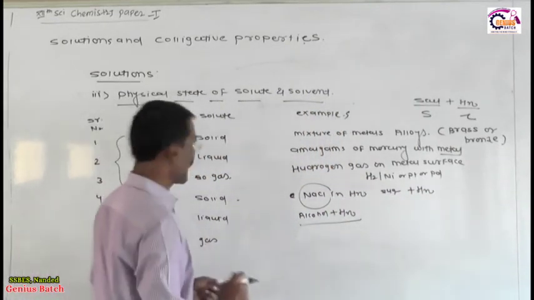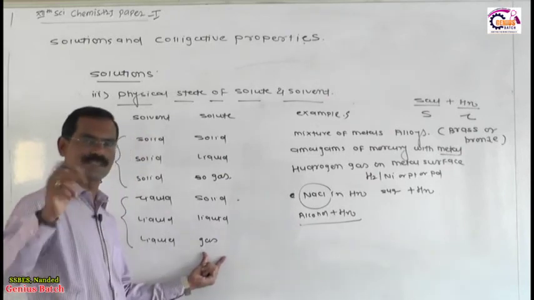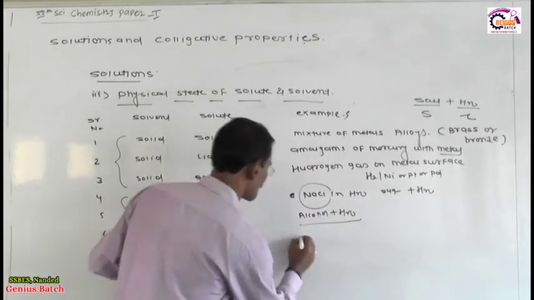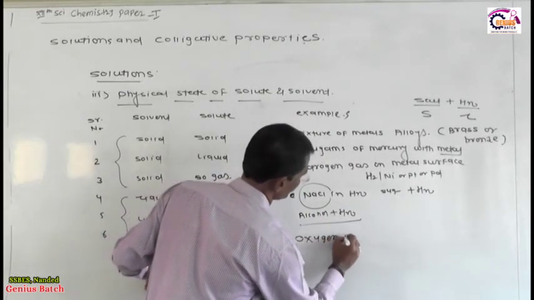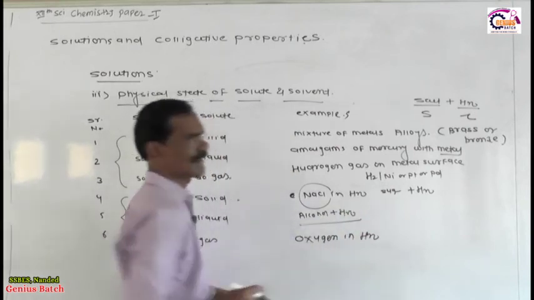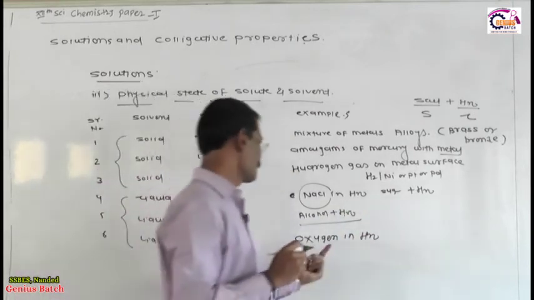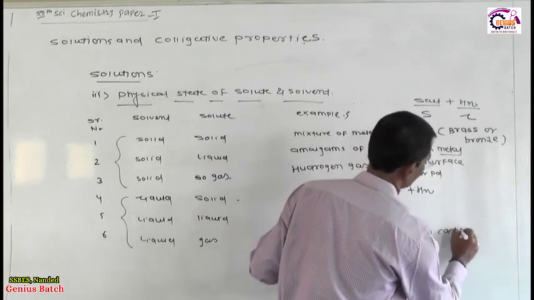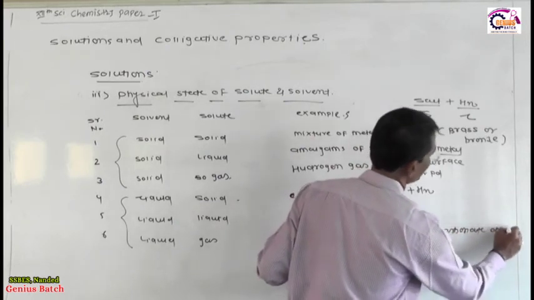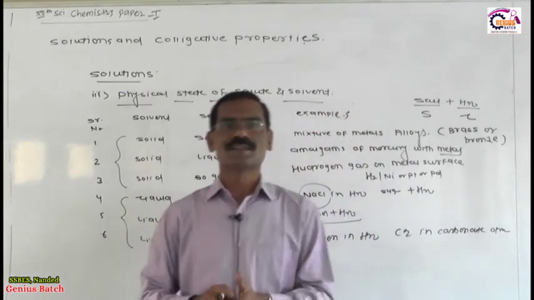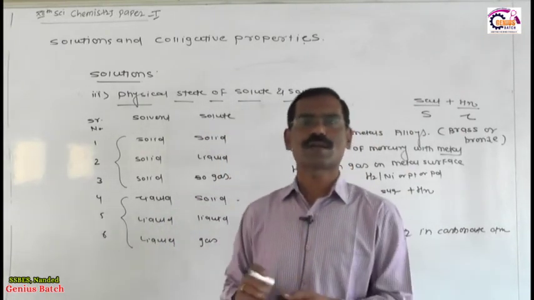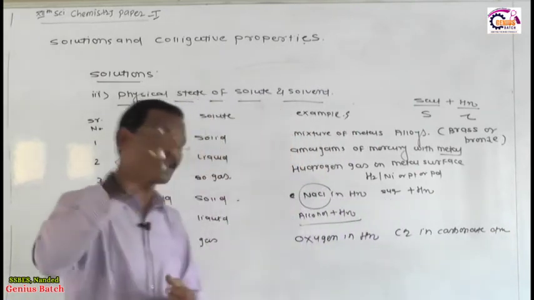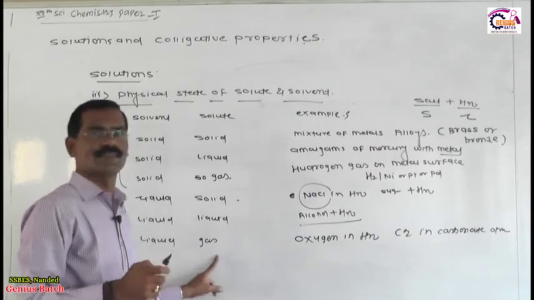And the second, liquid in gas, because gas is a solute present in smaller proportion. The best example of liquid in gas: oxygen in water. You know very well oxygen in water, because in the sea oxygen is present in the water, which is why aquatic animals survive. Another example is CO2 in carbonated drinks. You know Thums Up, Coca-Cola. What is happening in Thums Up and Coca-Cola? Carbon dioxide gas is enclosed in the water at high pressure, and that is nothing but a solution, called liquid in gas.